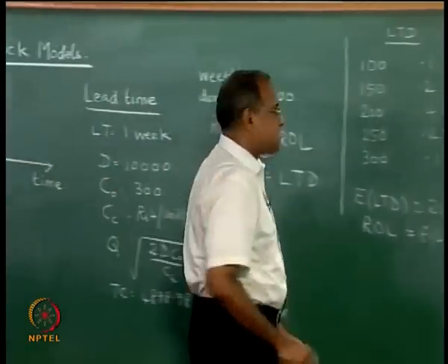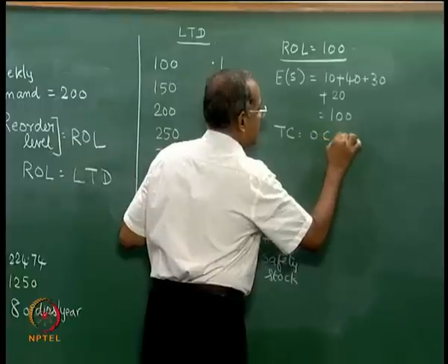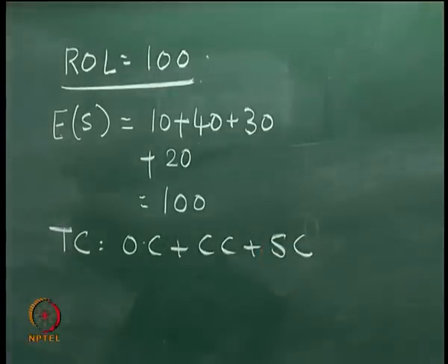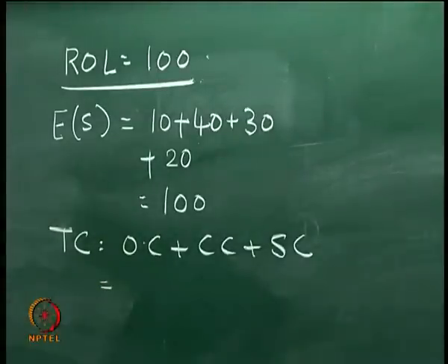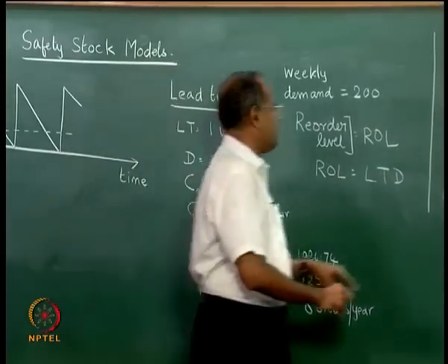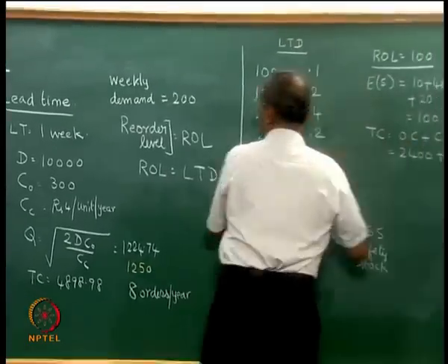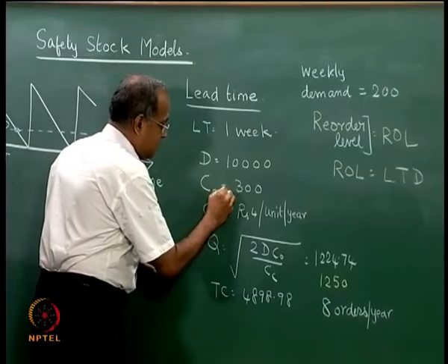So, now total cost will be order cost plus carrying cost plus shortage cost. Now, order cost is going to be constant, because we are going to order 1250 8 times. So, 8 into 300 is 2400. We have assumed order cost as 300. So, 8 into 300 is 2400.